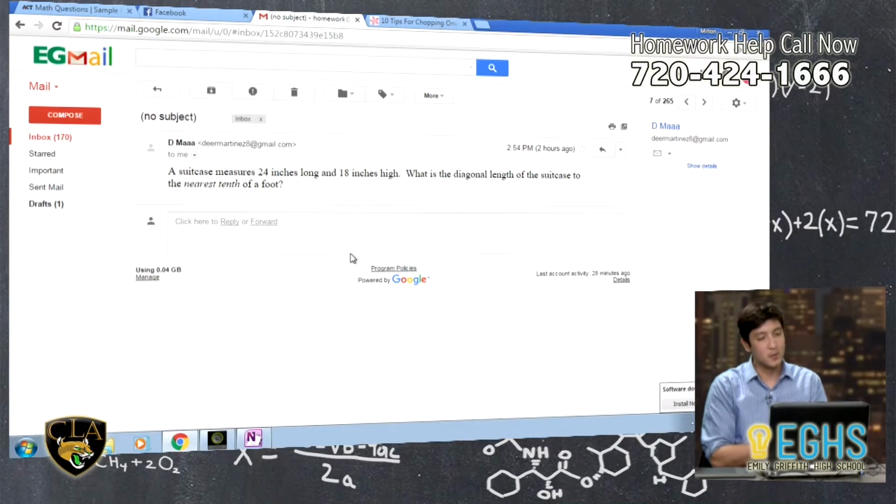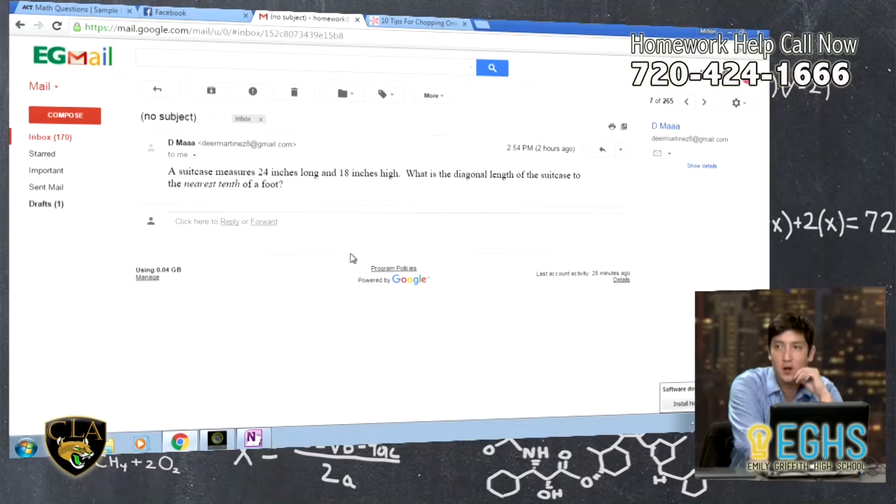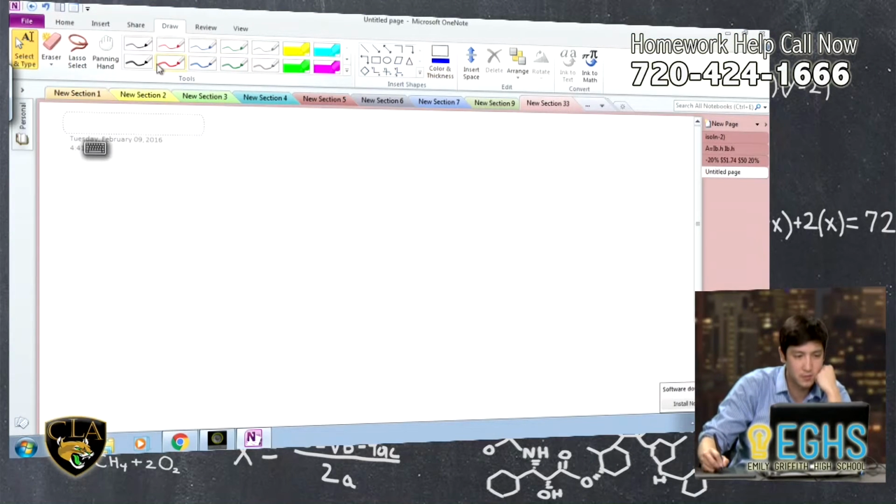All right. So this is saying a suitcase measures 24 inches long and 18 inches high. What is the diagonal length of the suitcase to the nearest tenth of a foot? So I'll draw a picture of a suitcase, my red suitcase.